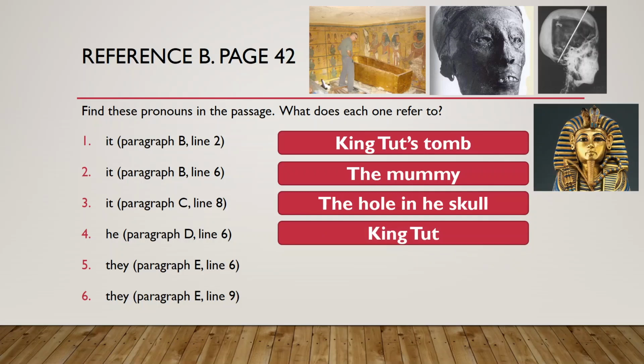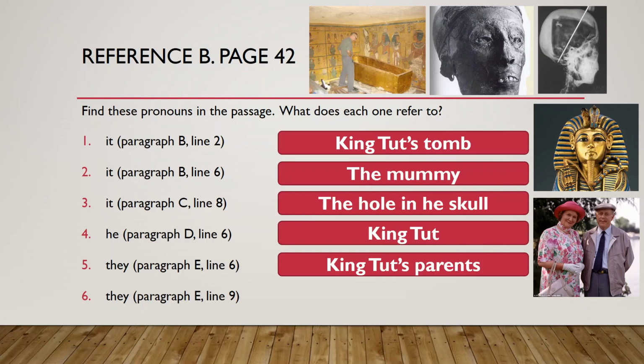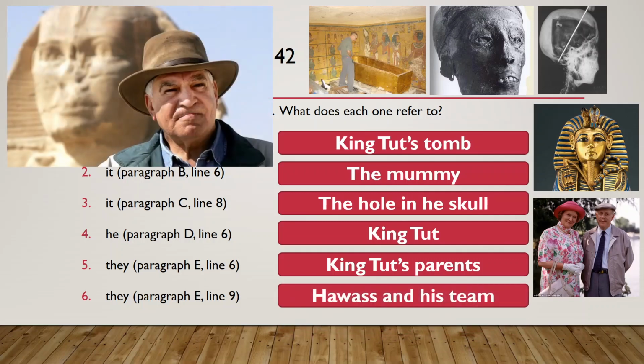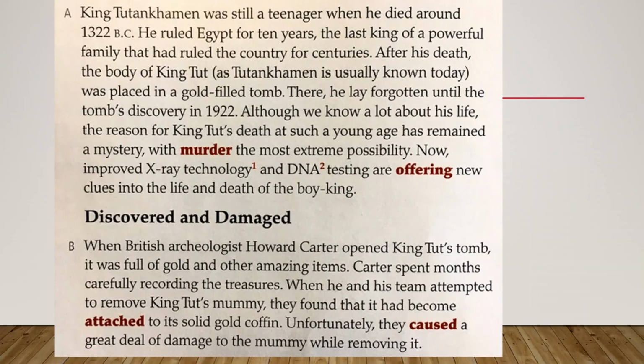Number 5, they, in paragraph E, line 6, refers to King Tut's parents. Oh, those are not King Tut's parents. They are just some parents. Number 6, they, in paragraph E, line 9, refers to Hawass and his team. And there's Hawass with the Sphinx. Okay, moving on to page 43.